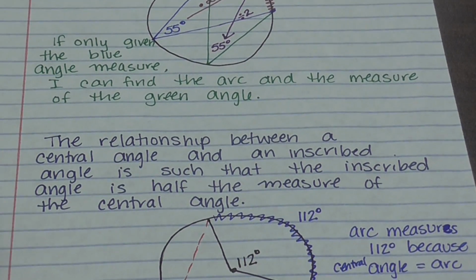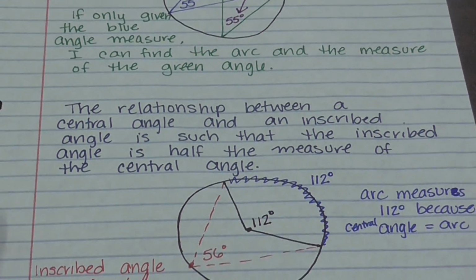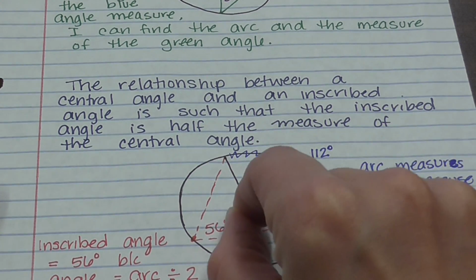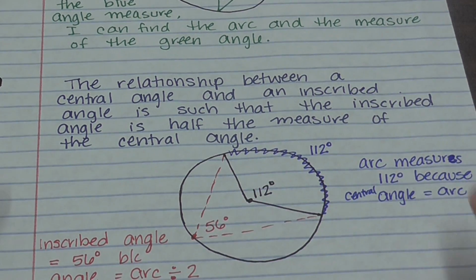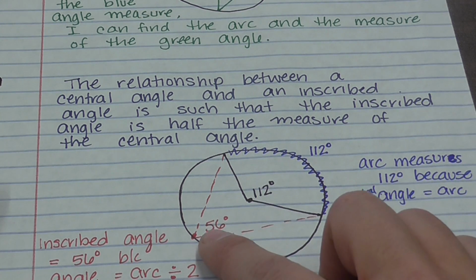Lastly, the relationship between the central angle and an inscribed angle is such that the inscribed angle is half the measure of the central angle. Think of it this way. If you have an angle that's 112 degrees and you take that vertex and pull it back twice the distance away from that arc, it's that measure divided by 2 to get you back to your inscribed angle.